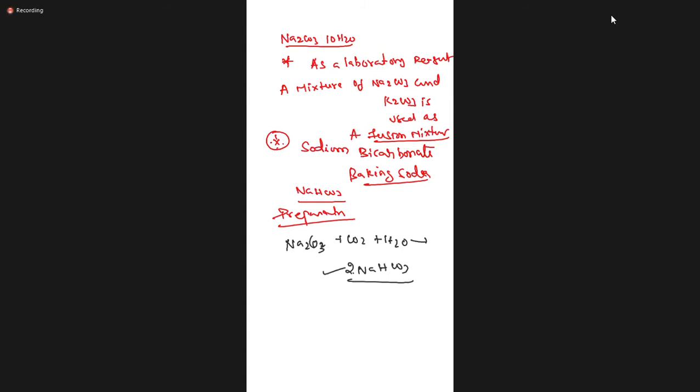You will get sodium bicarbonate. This is the preparation of sodium bicarbonate. Sodium carbonate reacts with carbon dioxide in the presence of water to give sodium bicarbonate. This is called baking soda, sodium hydrogen carbonate. It is a white crystalline solid.